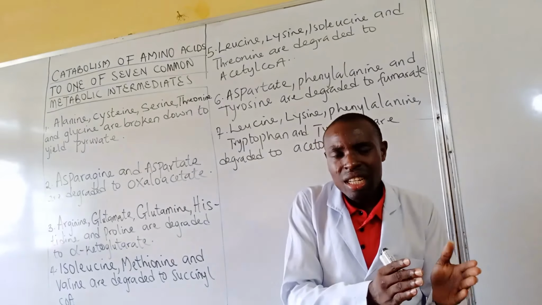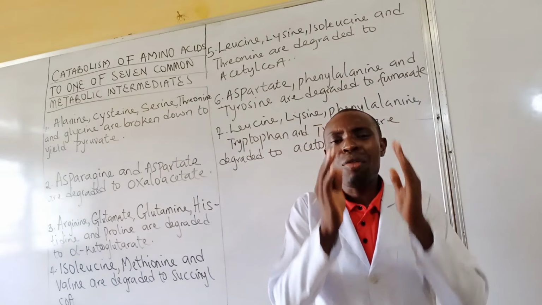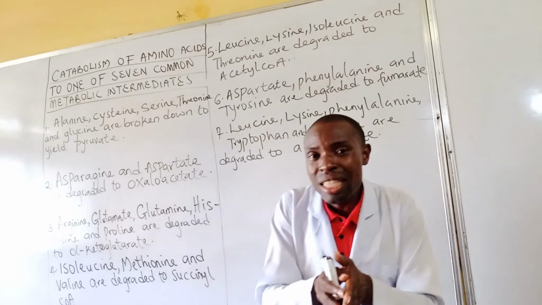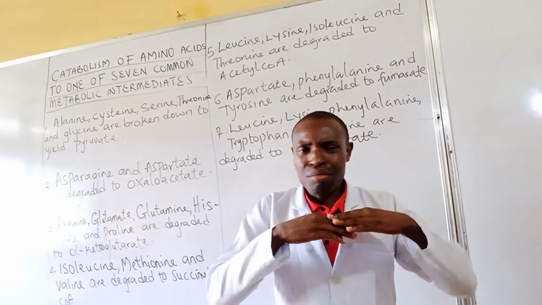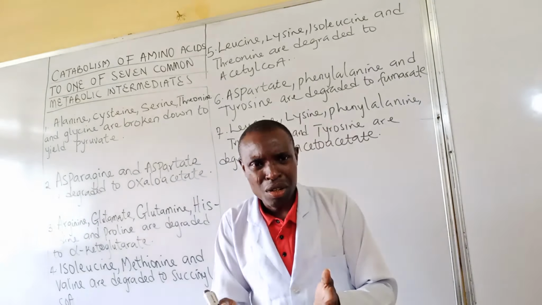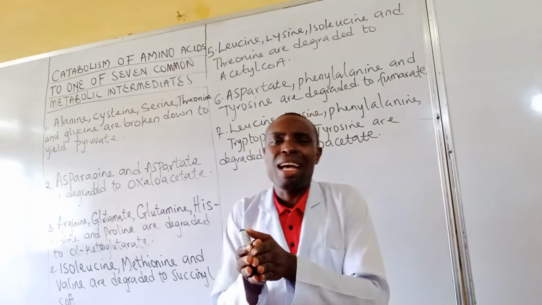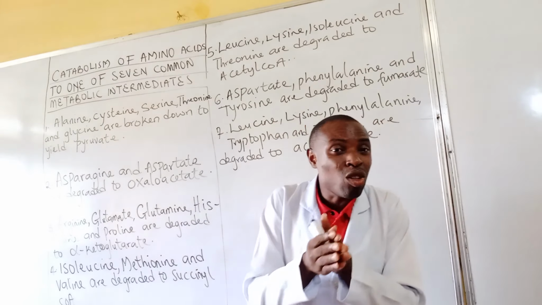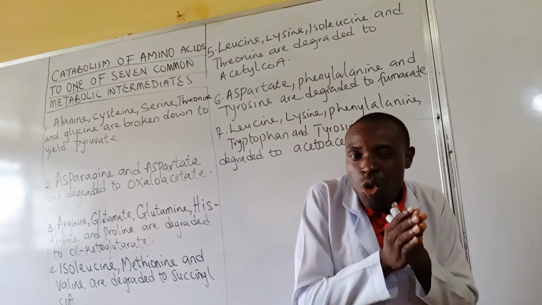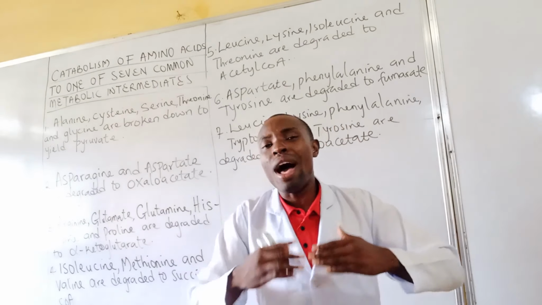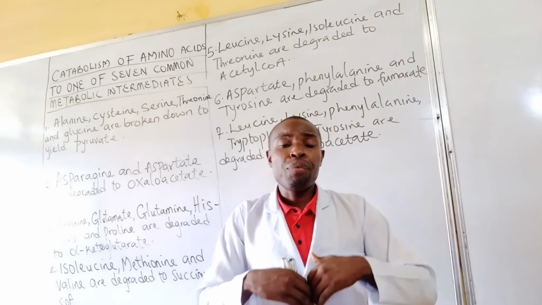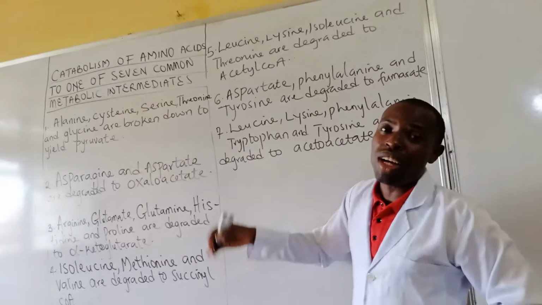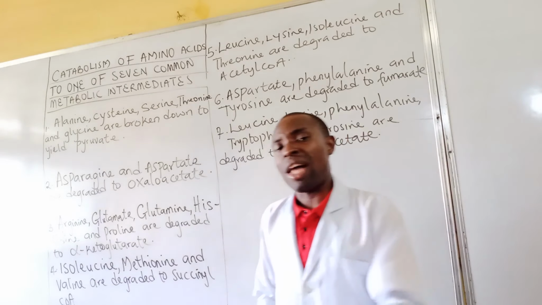Now, when we say an amino acid is glucogenic, it simply means that its carbon skeleton can be degraded to yield fumarate, pyruvate, succinyl-CoA. If we say that an amino acid is ketogenic, we are simply saying that its carbon skeleton can be broken down to yield acetyl-CoA and/or acetoacetate, which can be converted to ketone bodies or fatty acids.